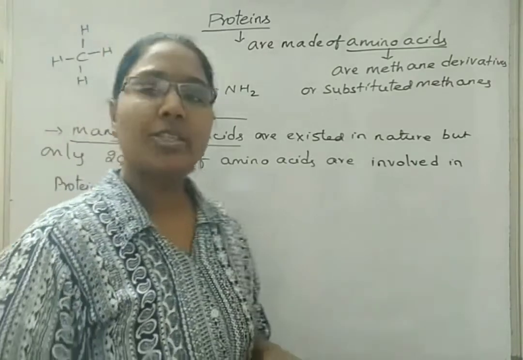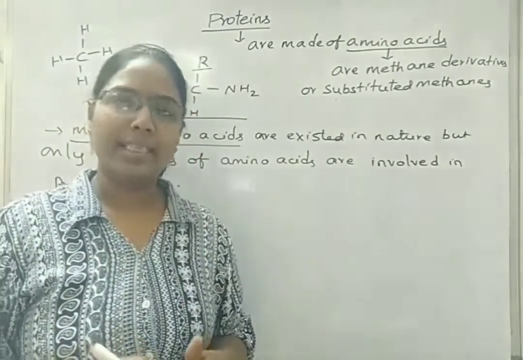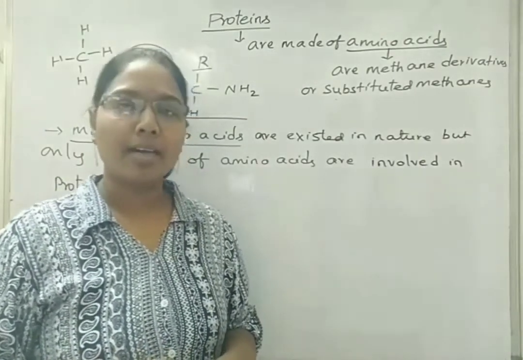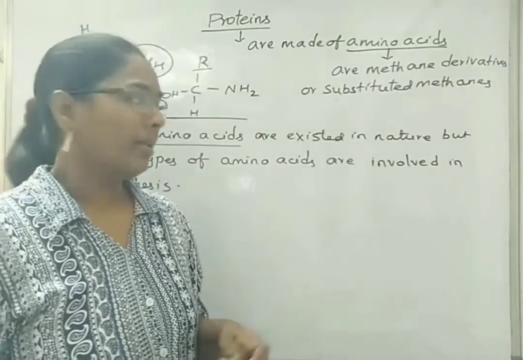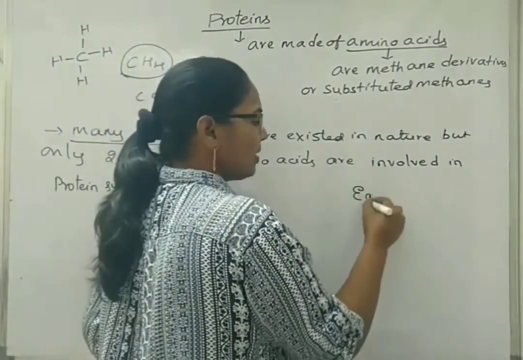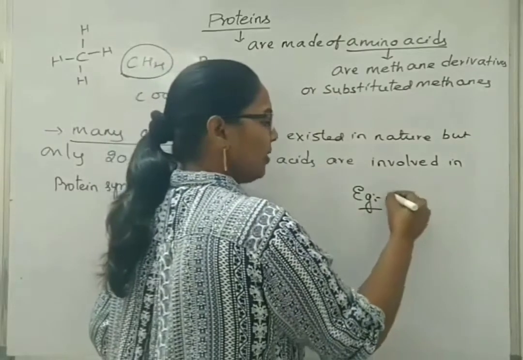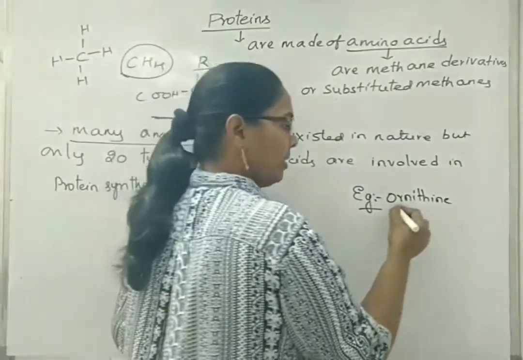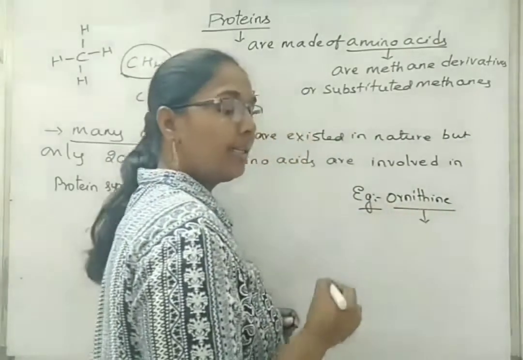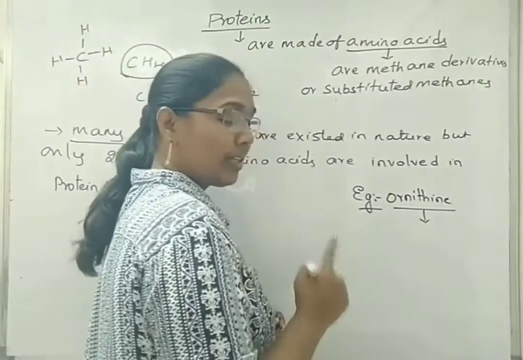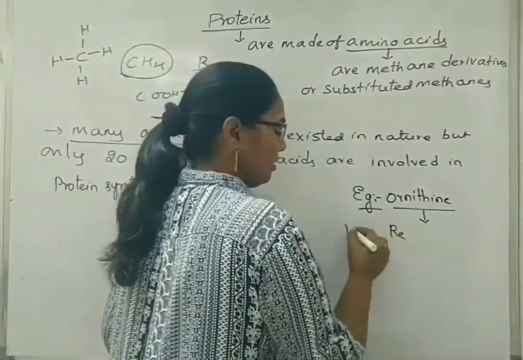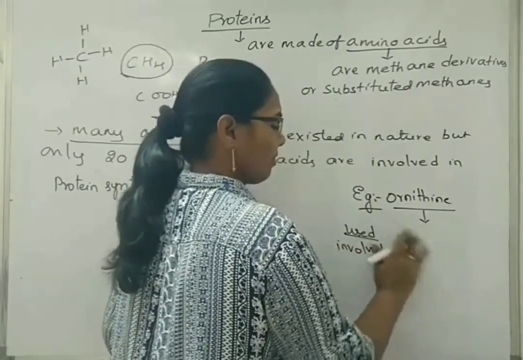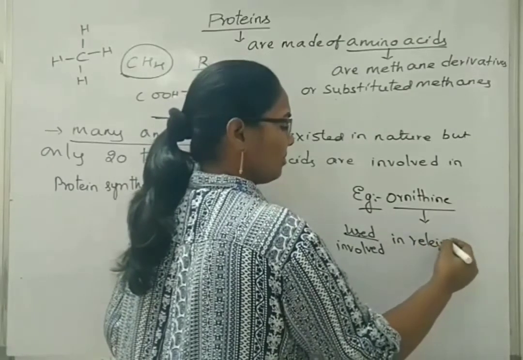In nature, there are many types of amino acids. But out of those, only 20 types are involved in protein synthesis. What are other types of amino acids that are not involved in protein synthesis? If you take one example, ornithine. Ornithine is also an amino acid, but it is not involved in protein synthesis. It is considered to be used in relieving stress.